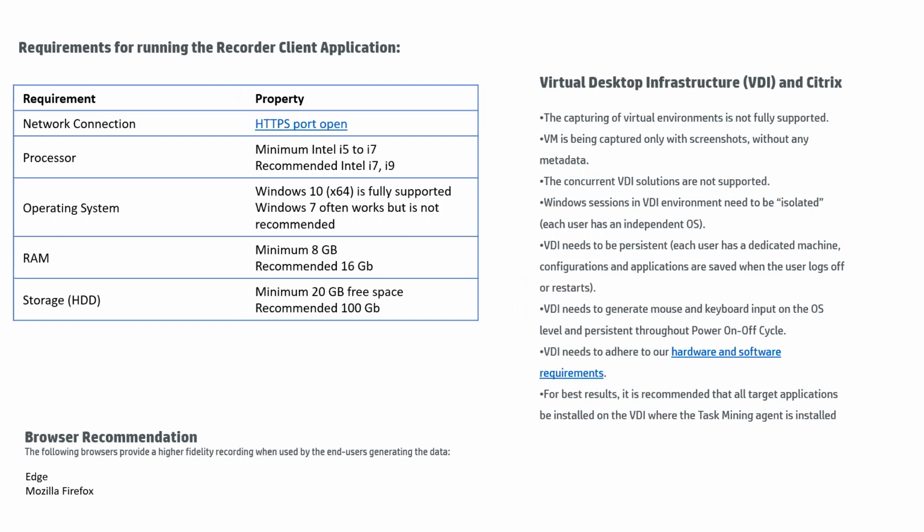Now there are certain requisites for the client, like the users who will be using the task mining tool. There are certain primary requirements, such as minimum processor, operating system and RAM, like 8 GB to 16 GB of RAM. And it's better to have i5 and i7.